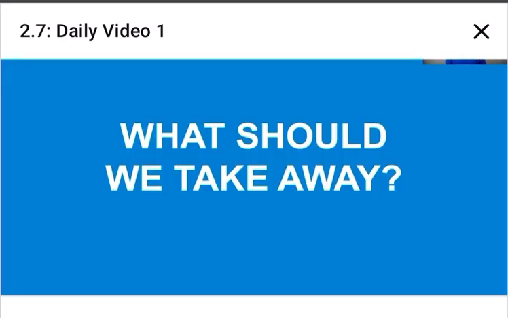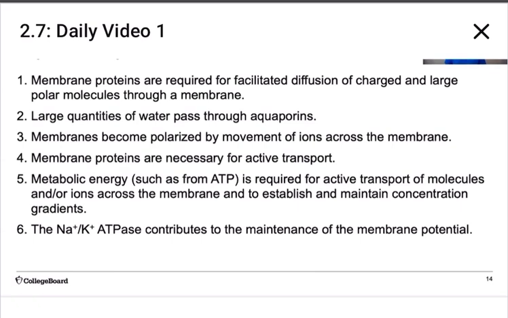So what should you take away from this lesson today? First, membrane proteins are required for facilitated diffusion of charged and large polar molecules through a membrane. Large quantities of water pass through aquaporins. Membranes may become polarized by the movement of ions across the membrane. Membrane proteins are necessary for active transport, along with metabolic energy, such as ATP, to help establish and maintain a concentration gradient. And finally, the sodium-potassium pump helps contribute to the maintenance of that membrane potential.